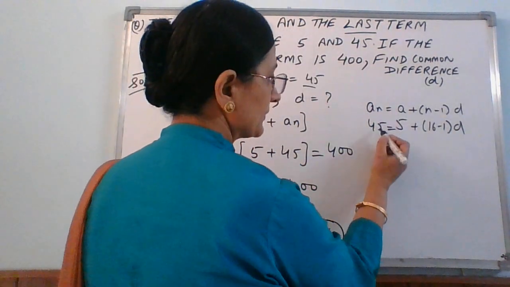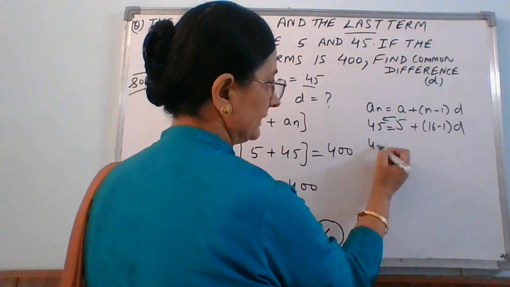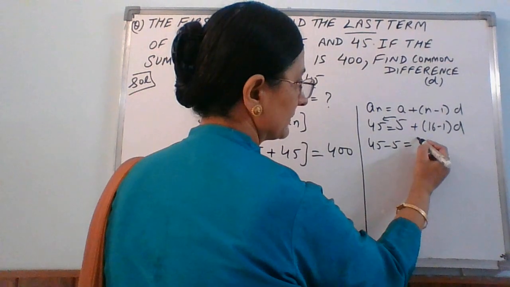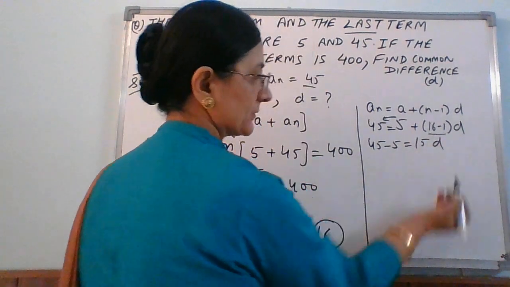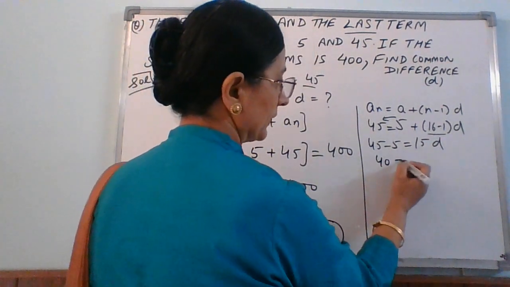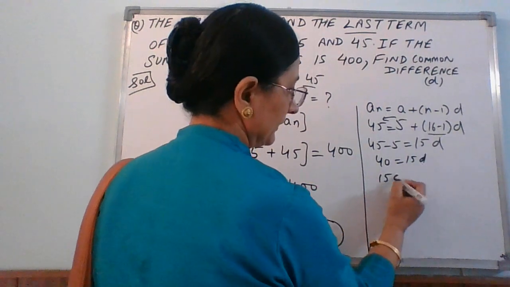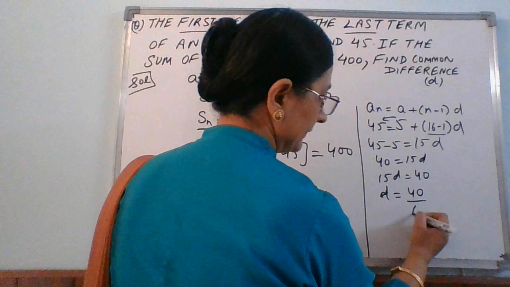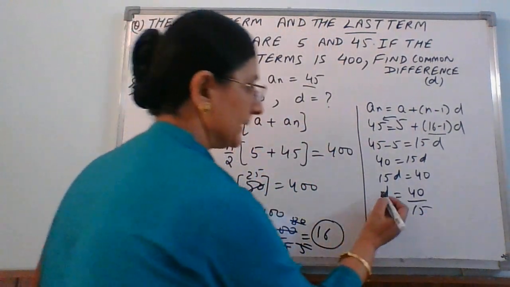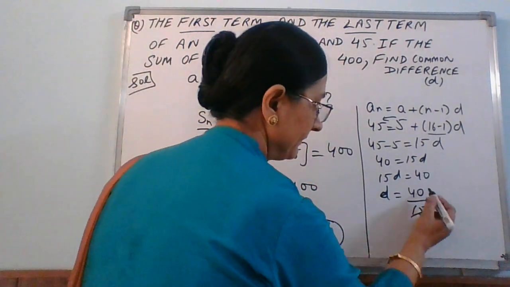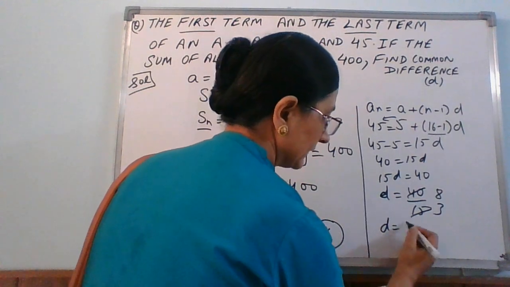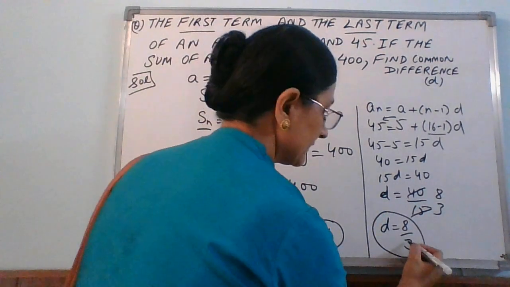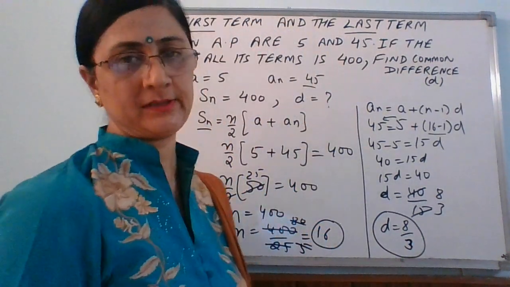Let us do that. So 45, let 5 come this side with a change of sign. Here it becomes 15d, since 16 minus 1 is 15. Here it becomes 40, and here it's 15d. So 15d is equal to 40. So d will be equal to 40 by 15. Cancel it with the table of 5: 5 3s are 15, 5 8s are 40. So what is the value of d? It is a fraction, right? So d is 8 by 3.